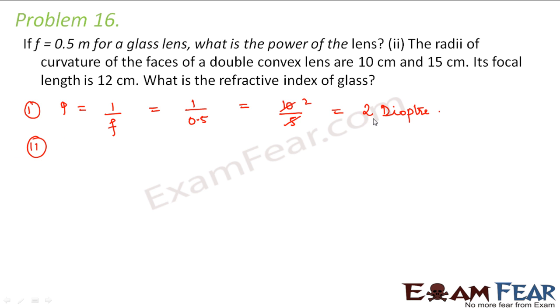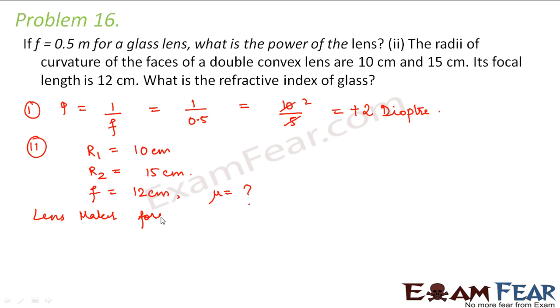Now look at the second part. It says the radii of curvature of the faces of a double convex lens are 10 centimeters and 15 centimeters. That means R1 is equal to 10 centimeters, R2 is equal to 15 centimeters. Its focal length is 12 centimeters. What is the refractive index of glass? That means we have to calculate mu. So let us apply the lens maker formula. The lens maker formula gives 1 by f is equal to mu minus 1 into 1 by R1 minus 1 by R2.